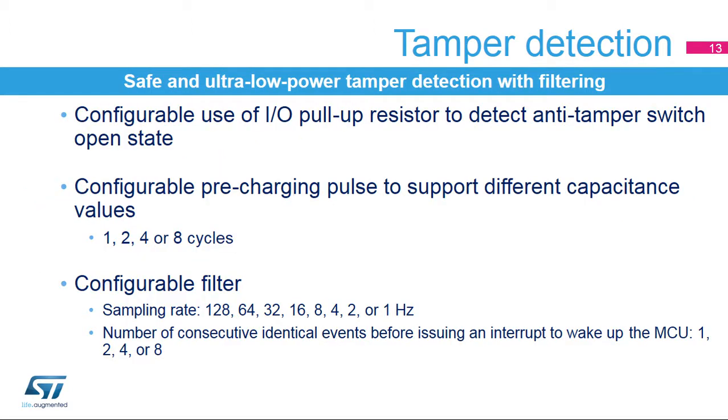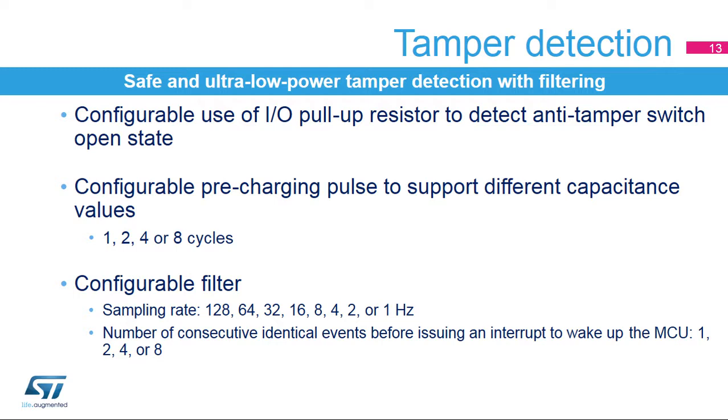The tamper detection circuit includes an ultra-low-power digital filter. The internal I/O pull-up can be used to detect the anti-tamper switch state. The I/O pull-up is applied only during the pre-charging pulse in order to avoid any consumption if the tamper pin is at a low level. The pre-charging pulse duration is configurable to support different capacitance values and can be 1, 2, 4, or 8 RTC clock signals. The pin level is sampled at the end of the pre-charging pulse.